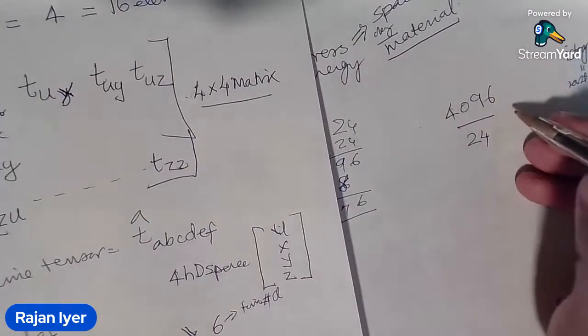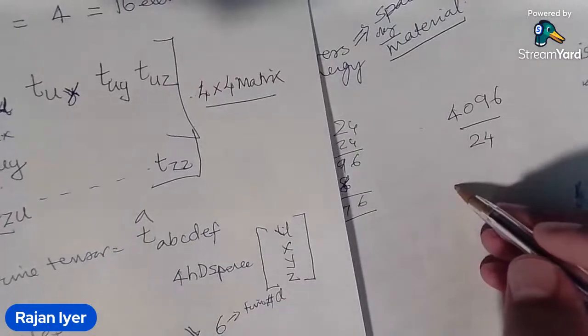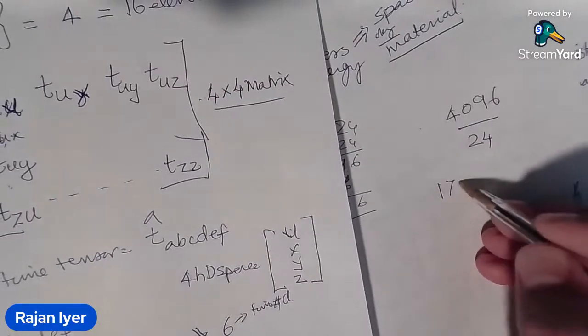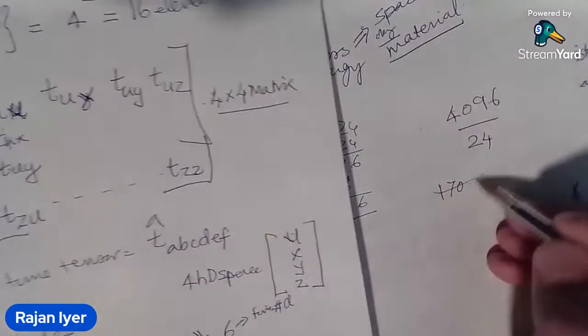I'll tell you now. You got 170.666 to infinity. Oh, that doesn't make sense.